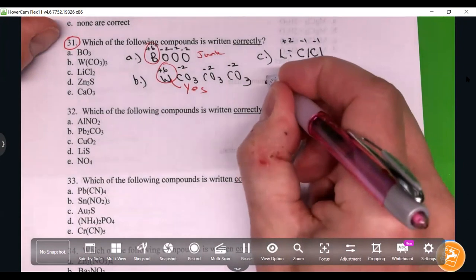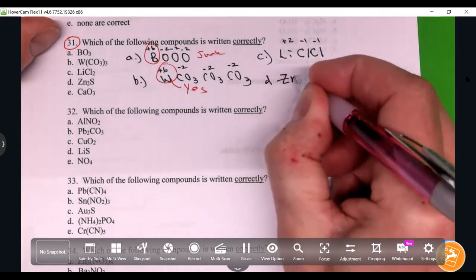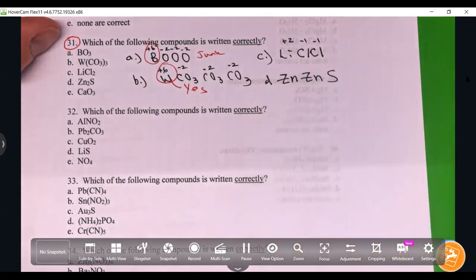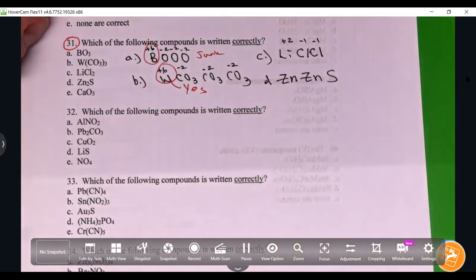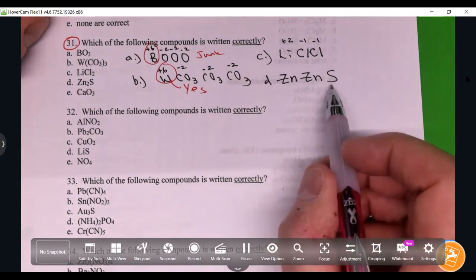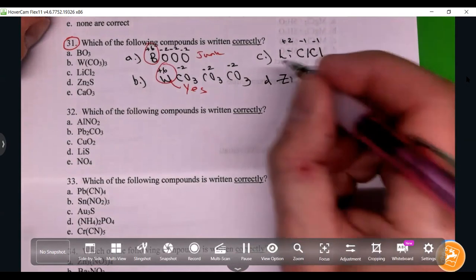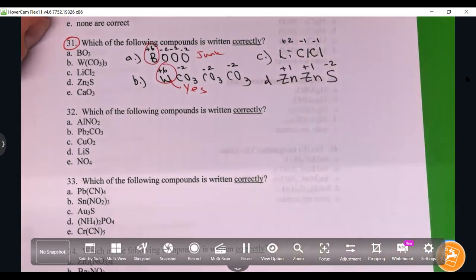And D, you have zinc. I guess I could do it like this. 2 zincs and a sulfide. The sulfide's -2 always, which makes the zincs +1, and there's no such thing as a zinc 1, they're always zinc 2s.